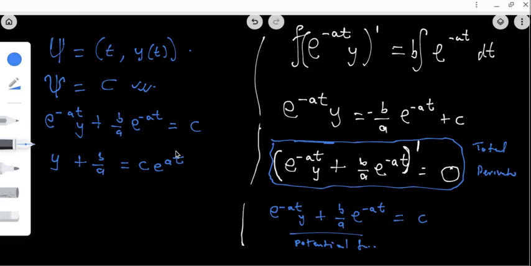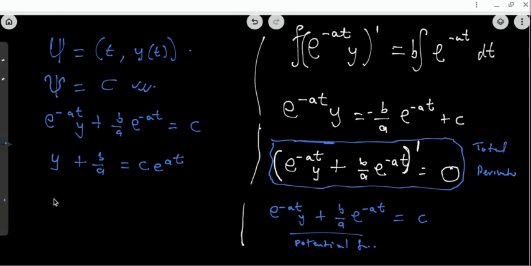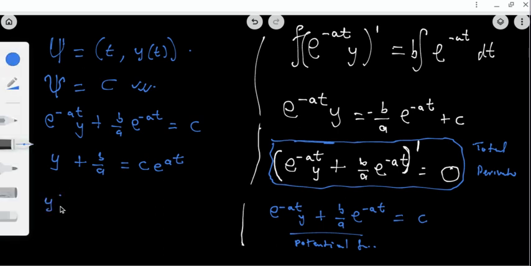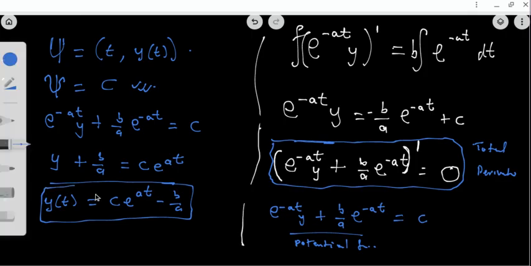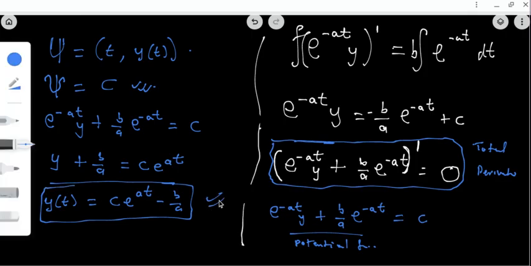Please, do we understand up to this point? Yes. Alright, then we can now make y the subject. y is a function of t, so y(t) is equal to c e^(at) minus b over a, and that becomes the solution. This is the same as what we got yesterday.